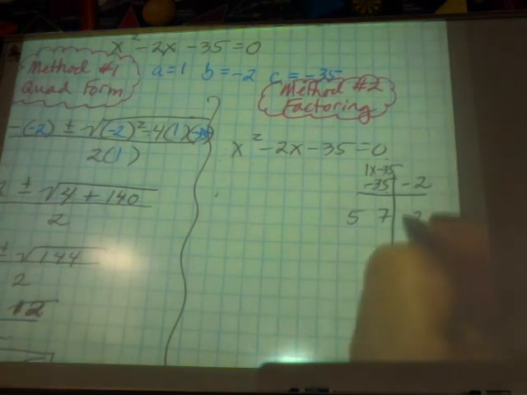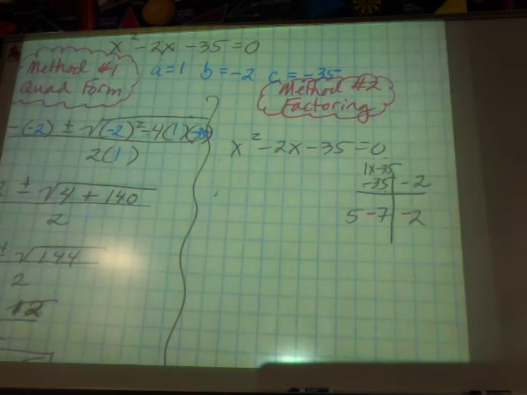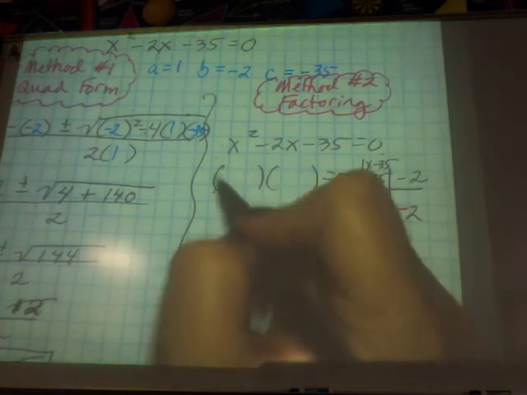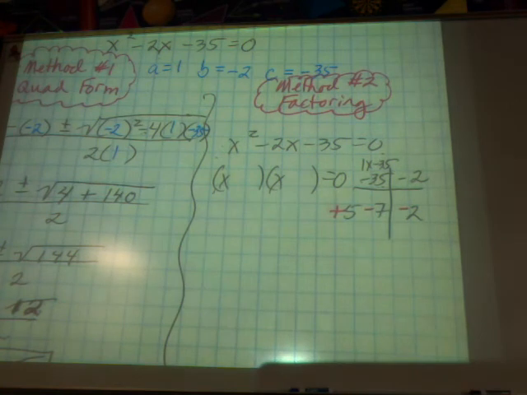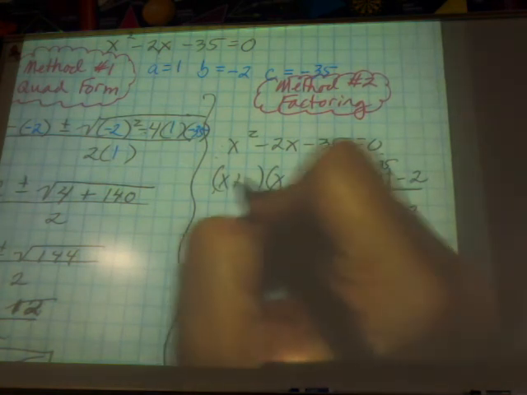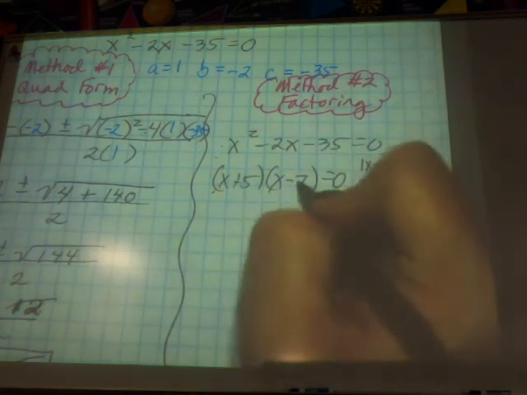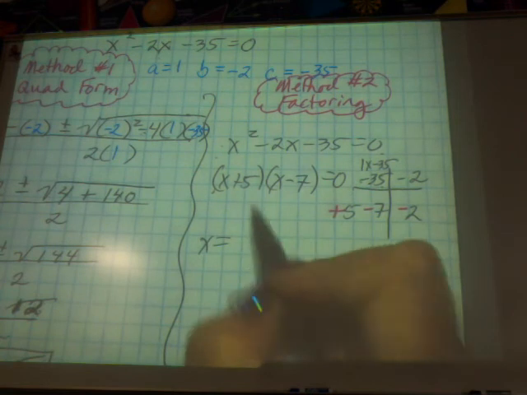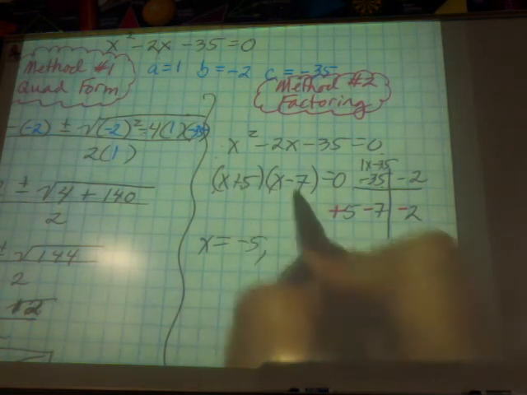My 2 is negative, so the bigger of the 2 gets that negative. What does the 5 have to be? Positive. So because we're skipping the group and garbage, we can put the x squared as x and x, and then a plus 5 and a minus 7. Then what do you do? Set each one of these equal to 0, so what does x equal? Negative 5 here and positive 7 there.